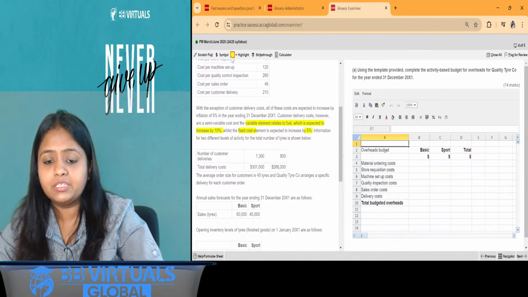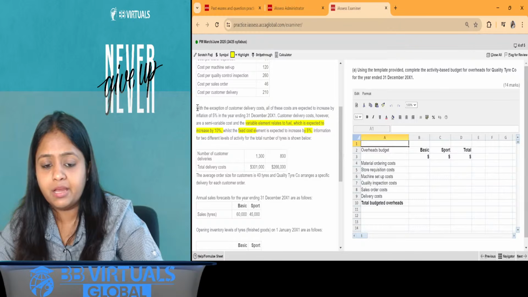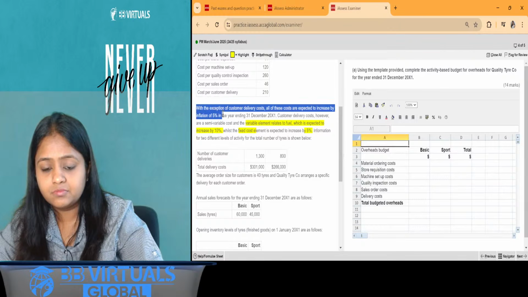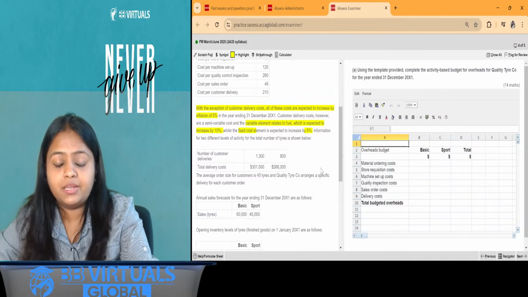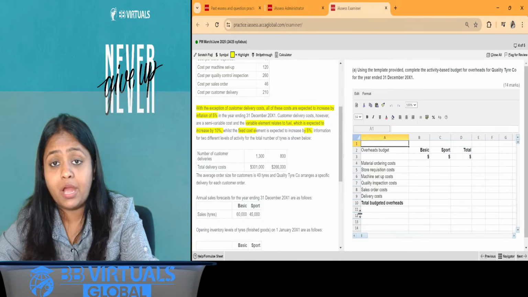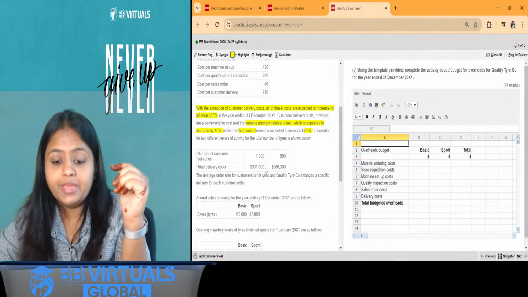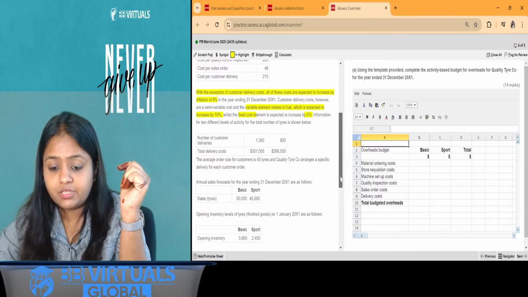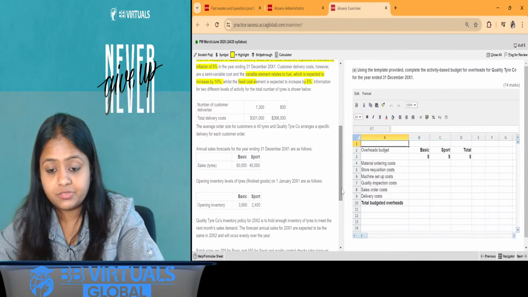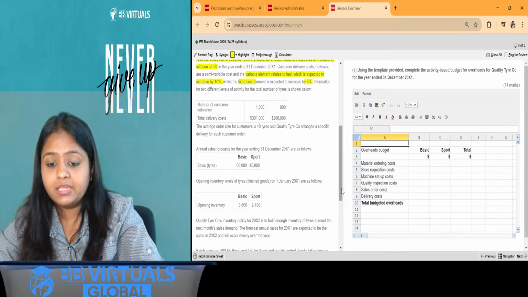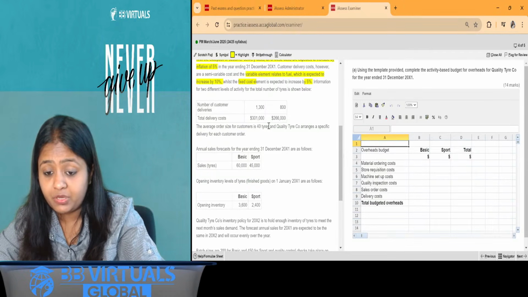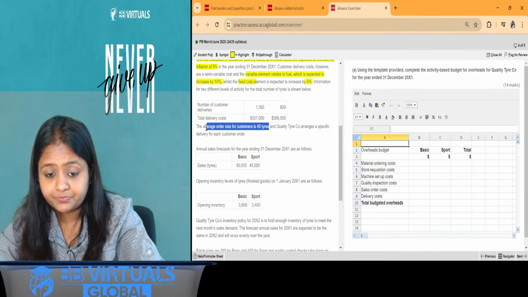So I have just selected the pointers that I need when I'm writing my answer. Now, the number of customer deliveries and total delivery cost is given to you. Why? Because the question says it's a semi-variable cost. High-low method, we will use this to apply high-low method. Clear? The average order size for the customer is 20 tires. So that is the average order size that we have to remember, because we will be using it in our calculation.